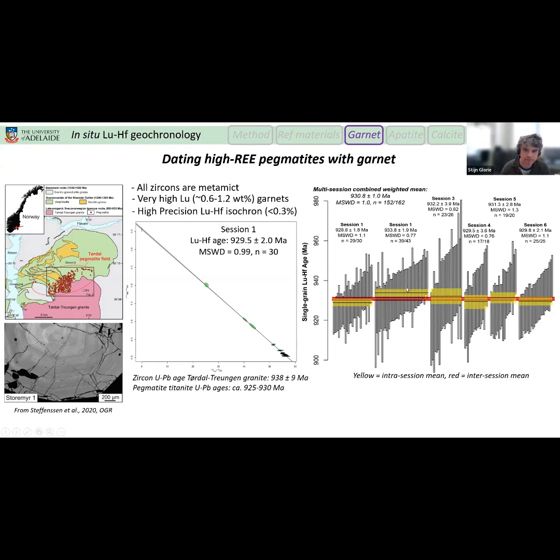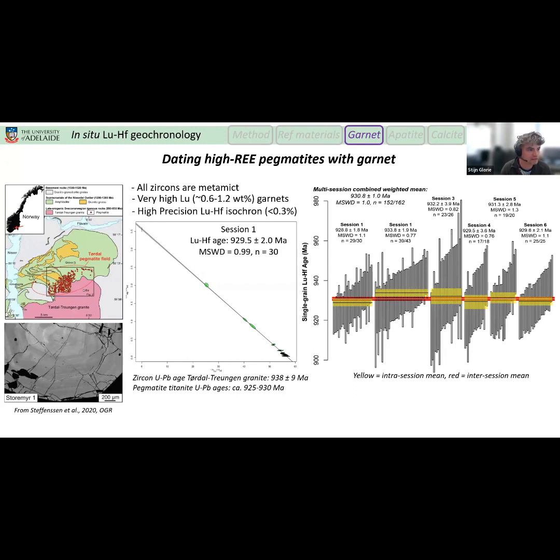As you can see, there's not much variation between sessions, and you can put a weighted mean through all those points over multiple sessions with an uncertainty of 1 million year and an age of 931 million years. In other words, precision can be as good as approximately 0.1% for those garnets. So for certain questions where you need very high precision, this method can also be powerful.